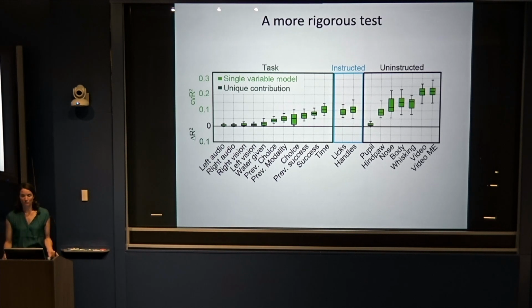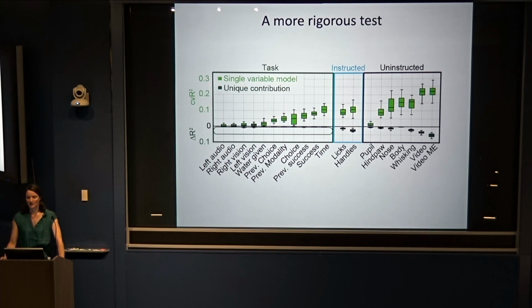So when we did this more rigorous test, we found that many of the variables did not really survive it. That means that if we kicked them out of the model, it accounted for almost as much variance as it did if we included the variable in the model, which was kind of surprising. But the variables that really did survive were all the things that were uninstructed movements, especially the video and the video motion energy, which is just the first derivative of the video. It just sort of tells you how much overall movement there is.